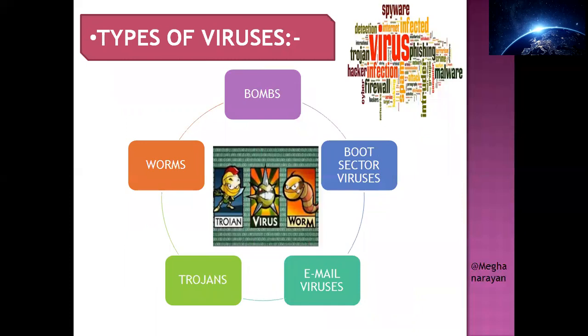So in this slide, we will move towards different types of viruses. As you can see on the screen, using this cyclic movement, this pictorial representation, you can find and count how many viruses there are. 5, right? So let's move to them one by one. Starting from the first one, bombs, boot sector virus, email viruses, trojans, and last one is worms. They are total 5 in number. Okay, so let's move to them one by one.